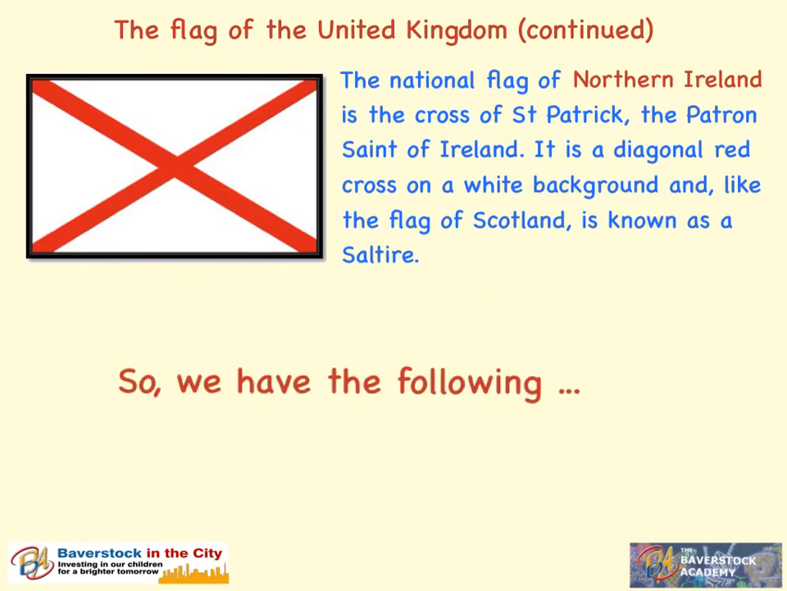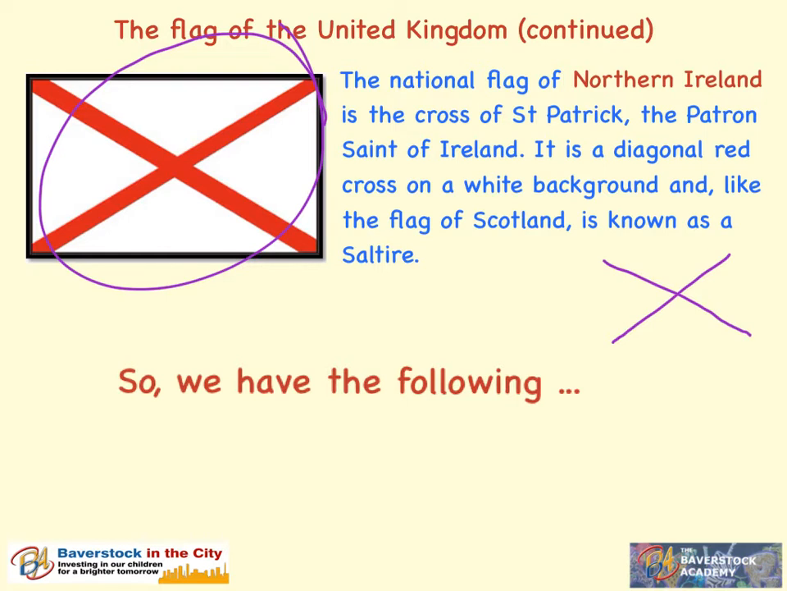The third flag that makes up the flag of the United Kingdom is the national flag of Northern Ireland, this one here. And it's the cross of St. Patrick, the patron saint of Ireland. It's a diagonal red cross on a white background and, like the flag of Scotland, is known as a saltire because it's a cross in the shape of an X, and they are always known as saltires.